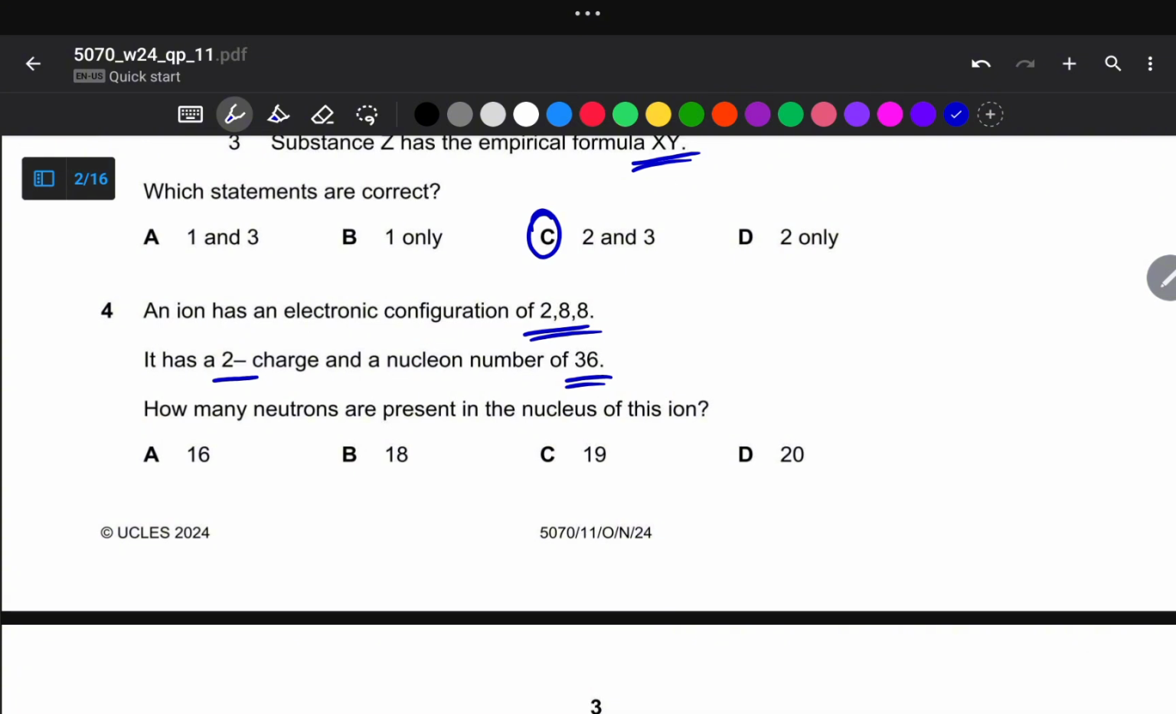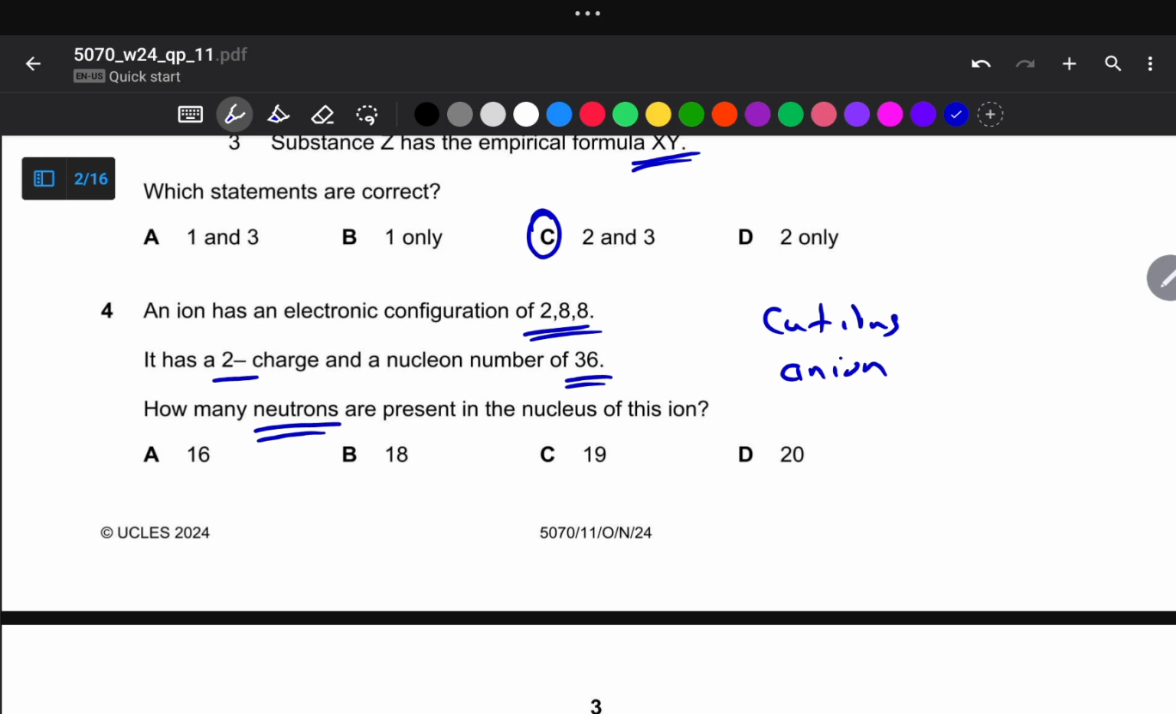Are we together, guys? So an ion is a charged particle. We've got two types of ions. We've got what we call cations. These are positively charged ions, and then we've got anions. These are negatively charged ions. So this one is an anion, right? Are we together, guys? So we go to the question, which says how many neutrons are present in the nucleus of this ion.